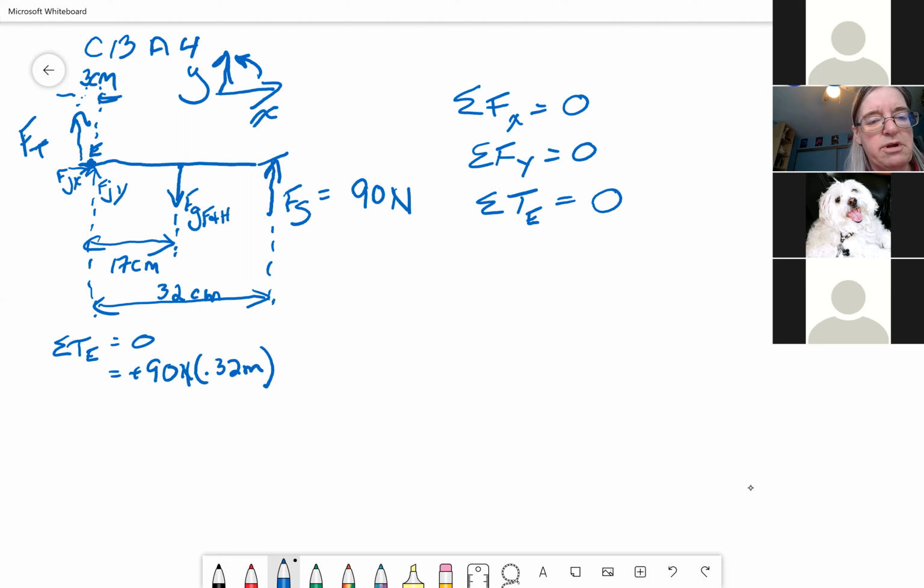If I push down here, as long as I'm holding it over here at the elbow, it's going to cause it to rotate clockwise, which I consider negative. So it's going to be minus the 40 newtons.